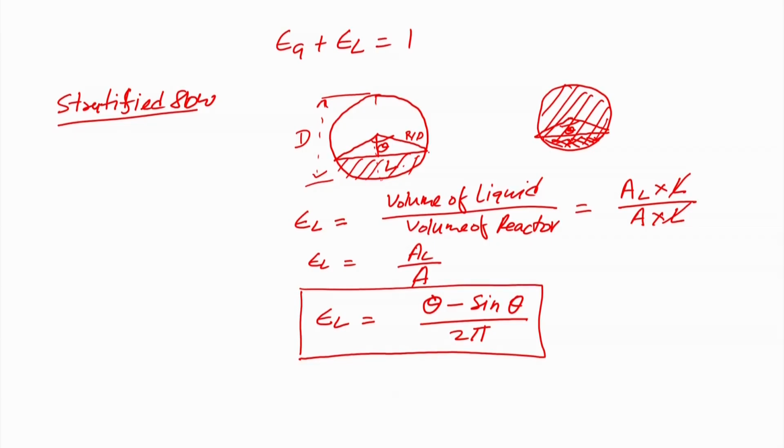So, we can calculate the epsilon L values. Similarly, you can calculate, with simple trigonometry again, the PL. If you calculate the PL, that will be theta into d upon 2. That will be the PL, because you will get the perimeter.